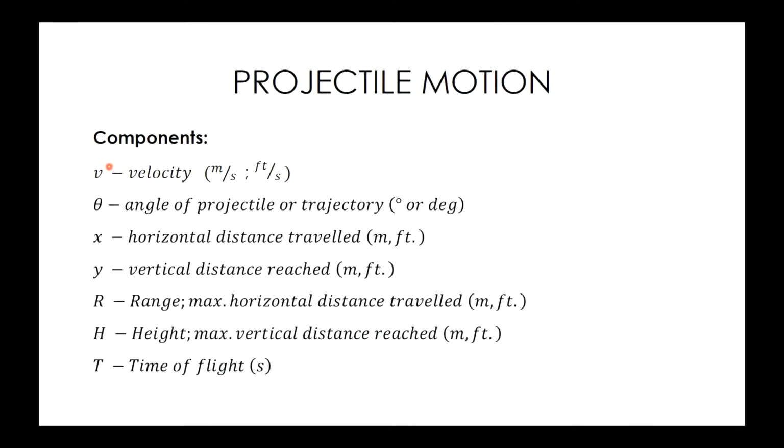So first, we have, syempre, the velocity, yung speed, in meters per second or feet per second. We have the angle of projection or the trajectory in degrees, represented by the symbol theta. We have the horizontal distance traveled, which is the x, and the vertical distance reached, which is the y. And then we have the range, the maximum horizontal distance traveled, represented by big letter R, and maximum vertical distance reached, represented by letter H, and time of flight, in seconds, which is represented by small letter t. So, small letter t dapat ito.